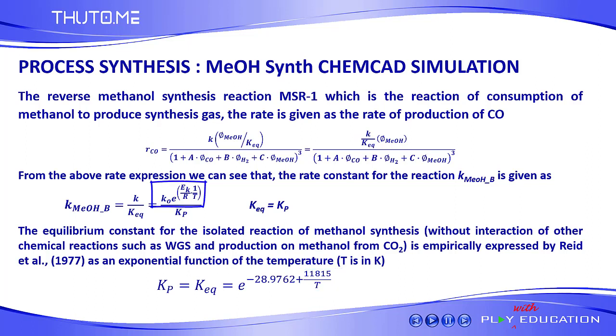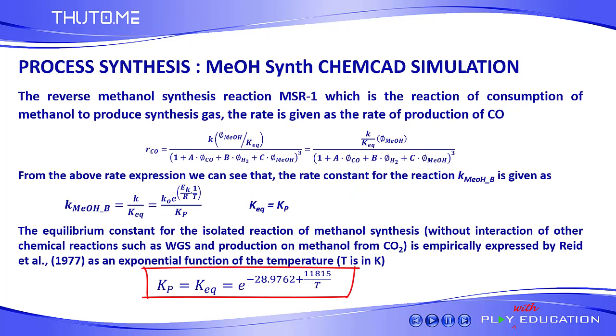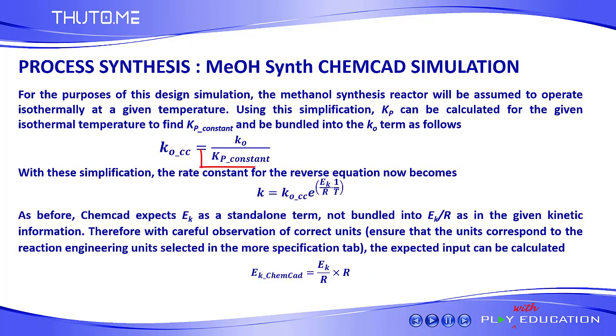However, for the purposes of this design simulation, the methanol synthesis reactor is assumed to operate isothermally at a given temperature. So I would use a simplification where I say Kp can be calculated for the given isothermal temperature and found to be a constant. So you just take the temperature that is given for the reactor and find this value as a constant, and then that Kp can be bundled with the Ko to form one constant, and this is now the expression that you end up with, which is quite easy to enter into Chemcad because your Ko will just become your Ko divided by Kp, which is a constant.